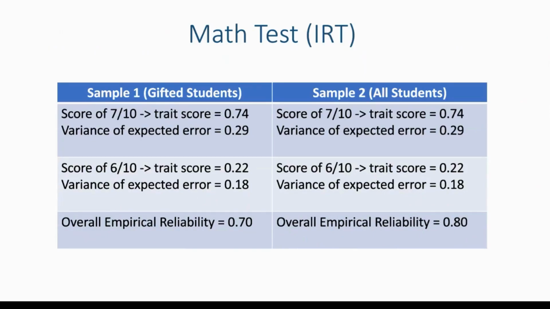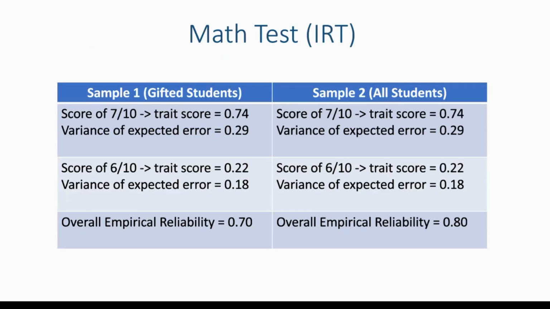So here we have an example where we have the math test, the 10 items. We've gone through and looked at the data in sample 1 with gifted students, and we're going to do sample 2 with all students. It's the same test, the same 10 items, given to the gifted students and to all the students in the sample. In the gifted sample, we get a score of 7 out of 10 and the trait score is 0.74. That's what the model-based IRT approach will do. In sample 2, this person has a score of 7 out of 10 and the trait score is 0.74, and the error variance is 0.29.